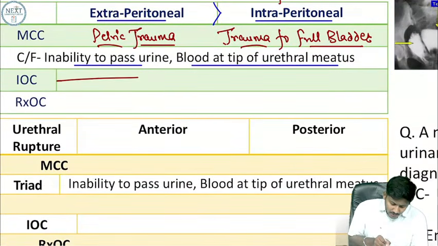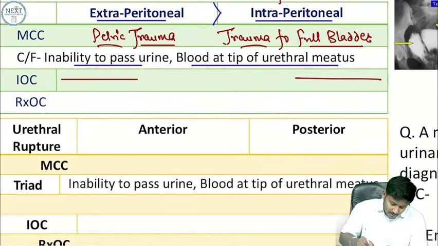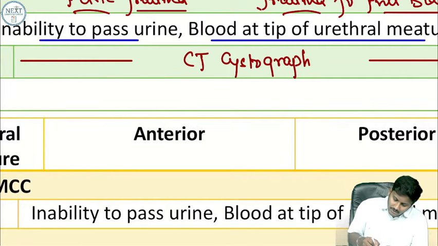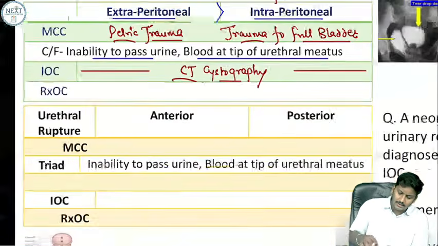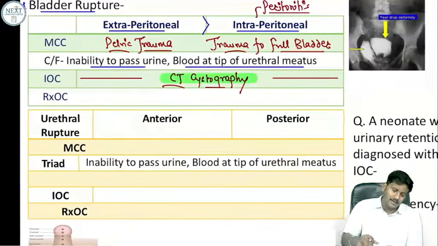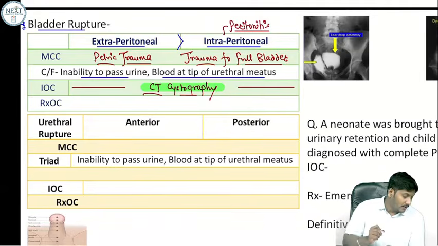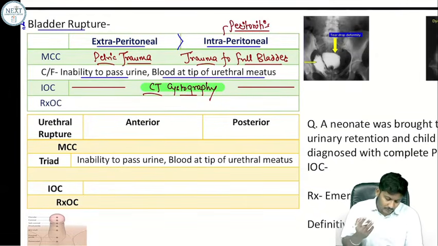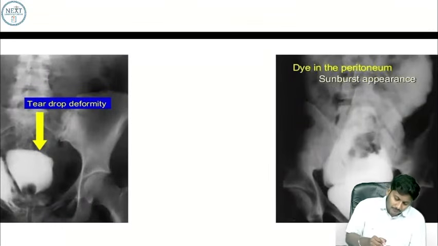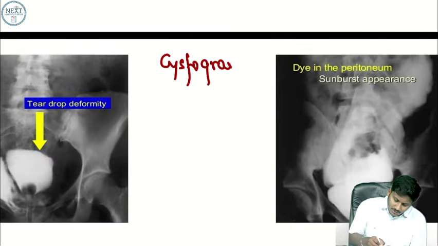Investigation of choice in both conditions is a CT cystography, beta, where you have to inject a contrast inside the urinary bladder, and then you see the contrast leaking out on the CT scan. That is a CT cystography. We know that CT cystography is the investigation of choice for both extra as well as intraperitoneal bladder rupture. But CT cystography cannot be done when the patient is hemodynamically unstable. If the patient is hemodynamically unstable or in shock, beta, we tend to go for an X-ray. And when we inject a contrast and do an X-ray, that investigation is known as a cystogram, beta.